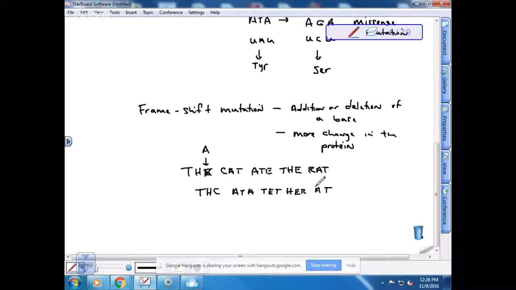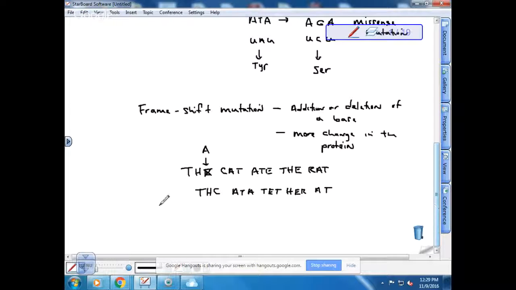So notice the difference between a substitution and a deletion. You notice I just deleted that E, so I frame shifted everything over. So I just got rid of the E and then I'm reading it in groups of 3, and that's what it turns into. So that's a much worse mutation to have than, say, for example, a point mutation.